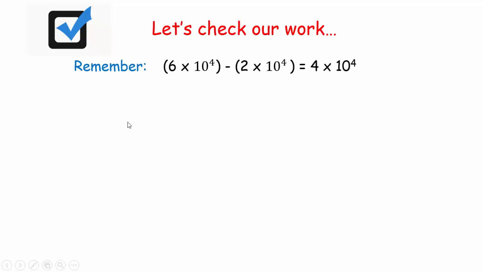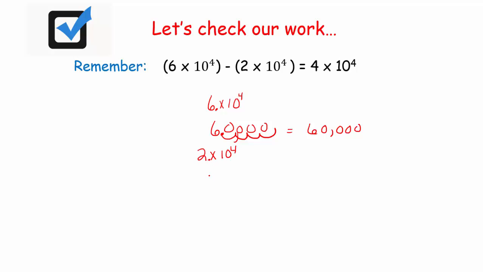We can check our work by writing out our numbers in standard form. So we could take 6 times 10 to the fourth, and we know if we start with our decimal point right after that 6, and we move it 1, 2, 3, 4 to the right, we actually have 60,000. If you take 2 times 10 to the fourth, and again, you move that decimal point 1, 2, 3, 4 places to the right, you have 20,000. And 60,000 minus 20,000 is 40,000.